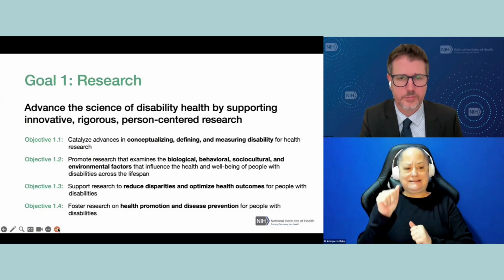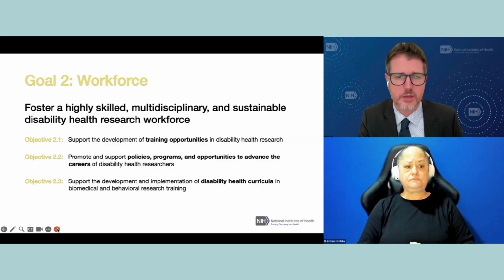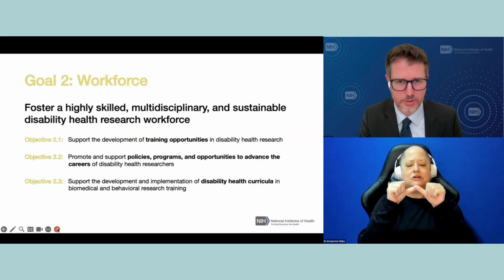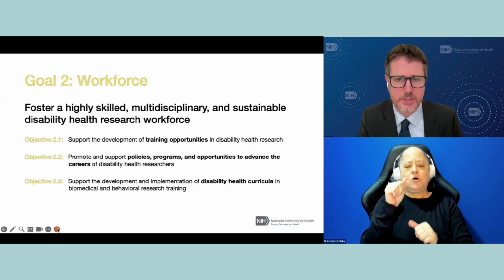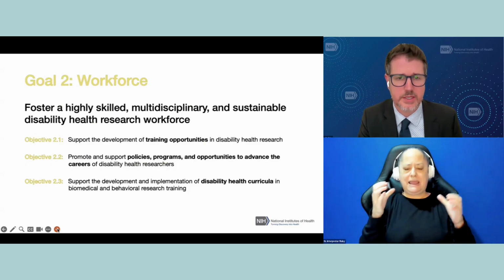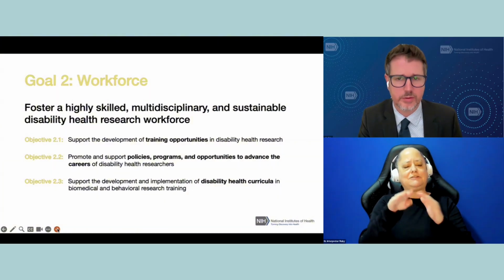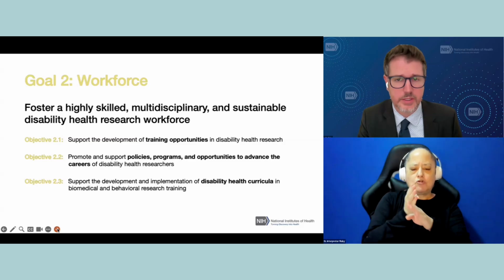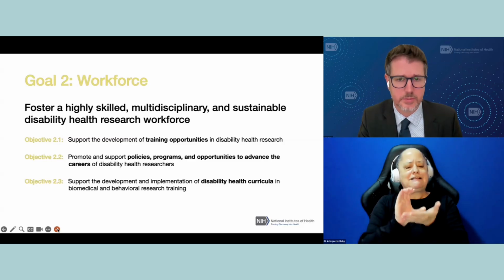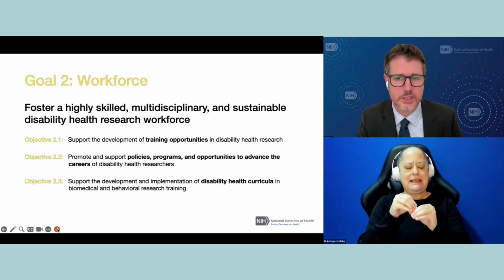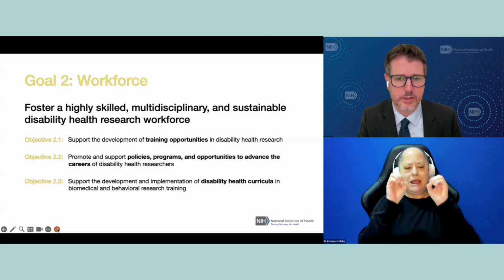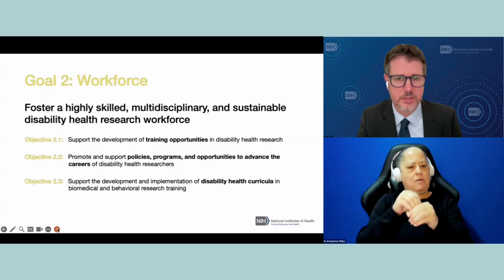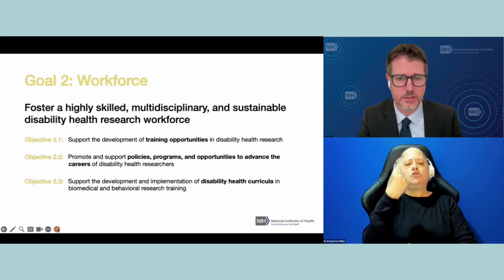Next slide, please. The strategic plan's second goal is to foster a highly skilled, multidisciplinary, and sustainable disability health research workforce. Expanding research capacity in disability health research requires creating accessible entry points into the biomedical and behavioral scientific ecosystem for trainees and early career researchers, and providing consistent funding opportunities to sustain careers in disability health research. It also necessitates educating the broader scientific workforce about disability health research so that disabled people may be meaningfully included and benefit from all research, not just research focused on specific disabilities.